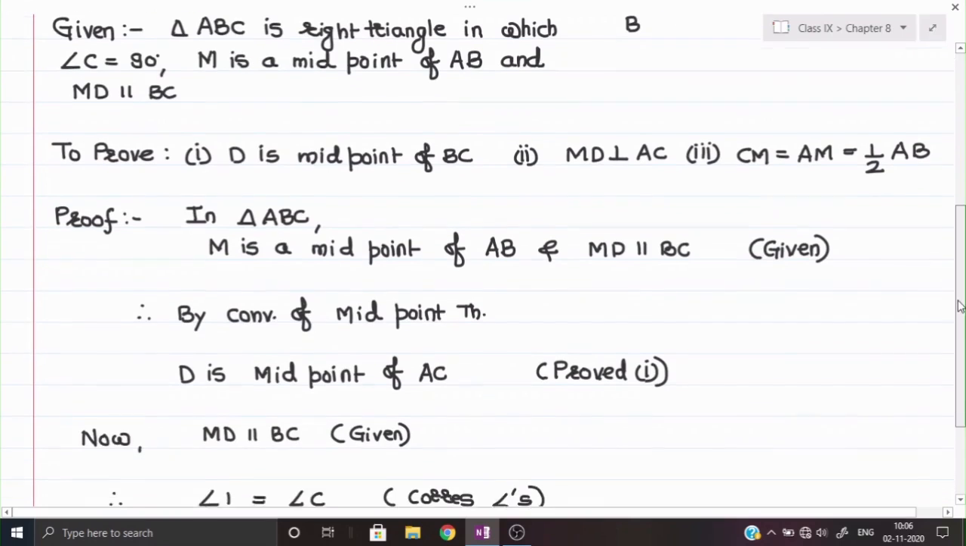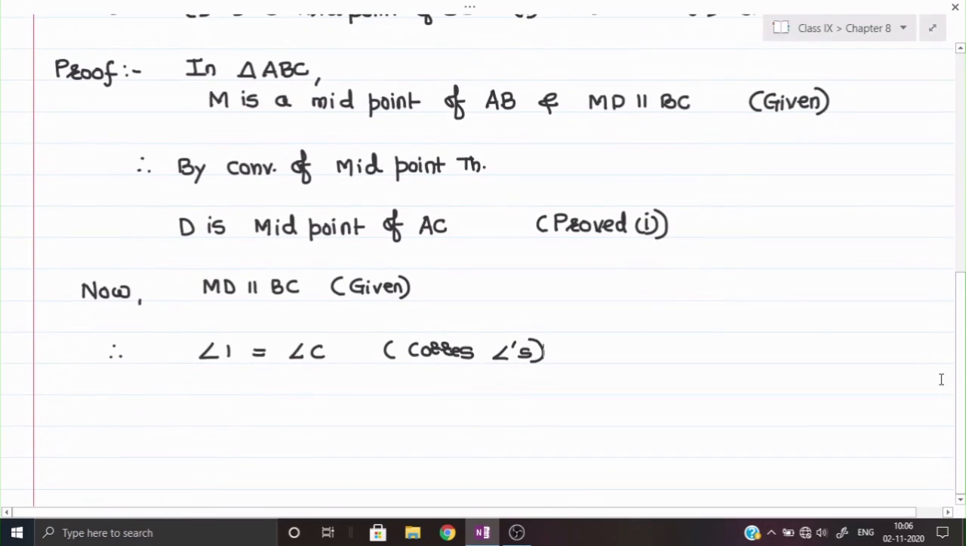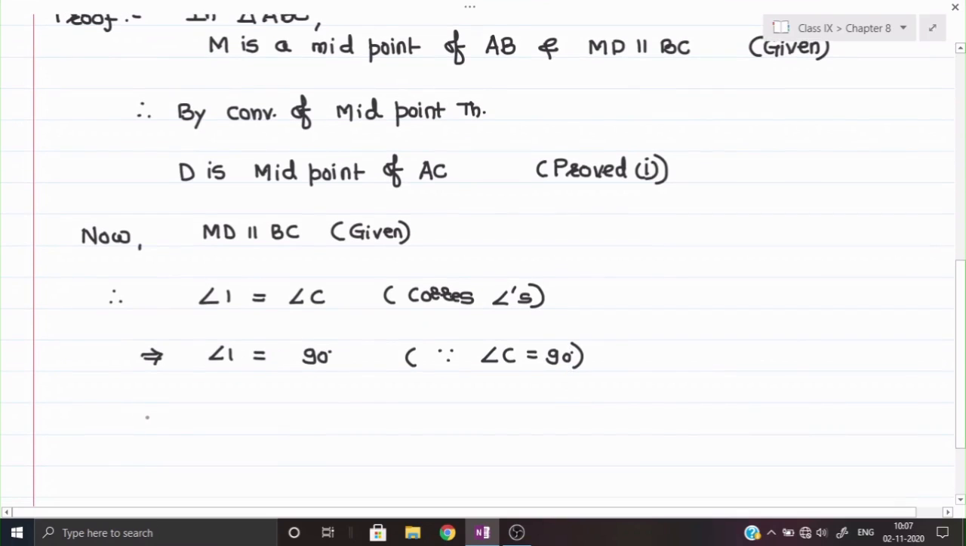Now angle C value already we have given as 90 degree. So we can say that, which implies that angle 1 is equal to 90 degree. Here we can say that since angle C is equal to 90 degree, and if angle 1 is of 90 degree, we can say that therefore MD is perpendicular to AC. Here we can say that we have proved the second part. Now first part and second part is over.